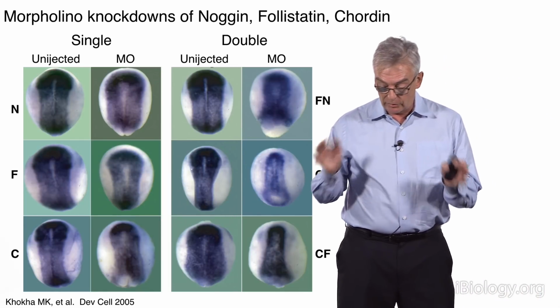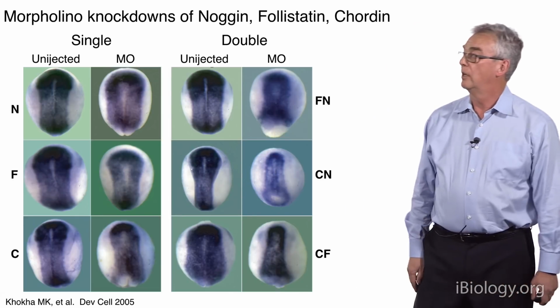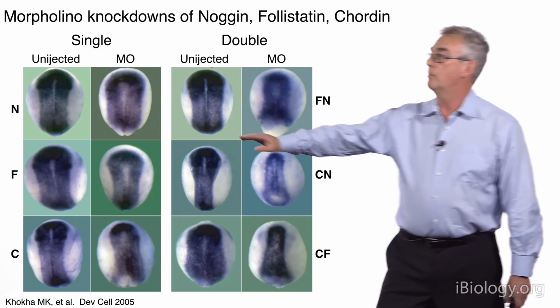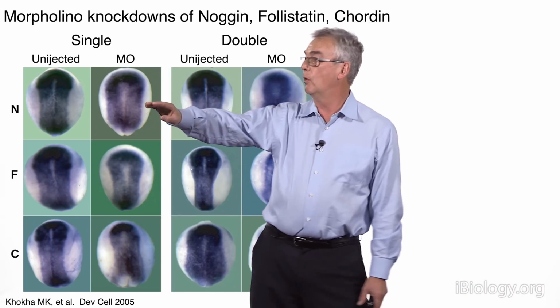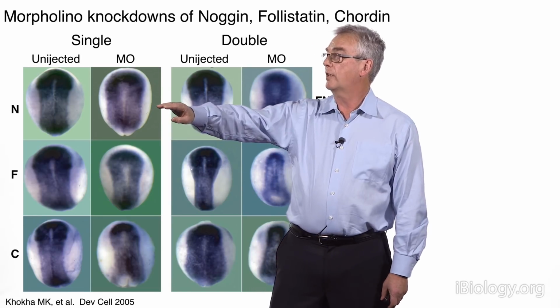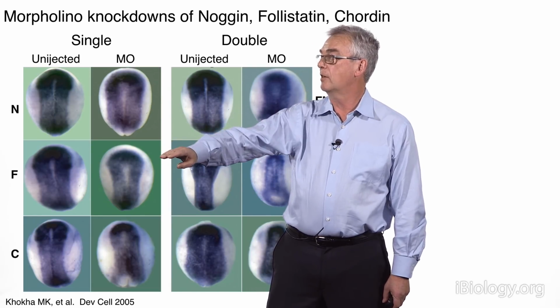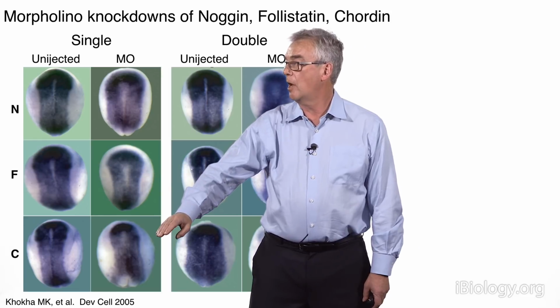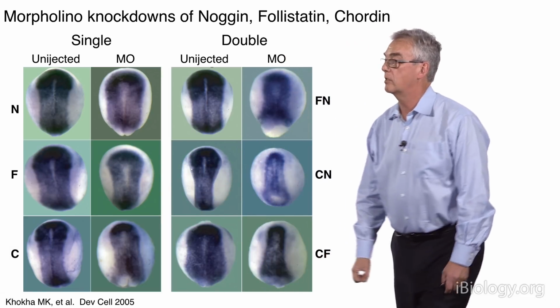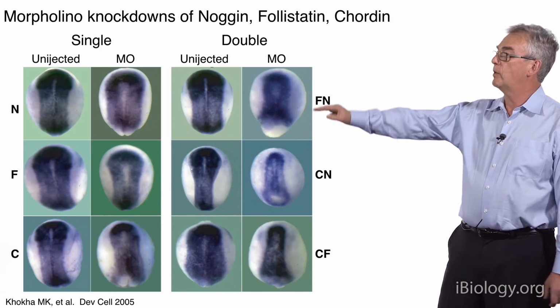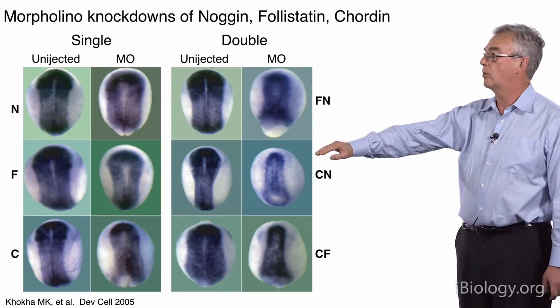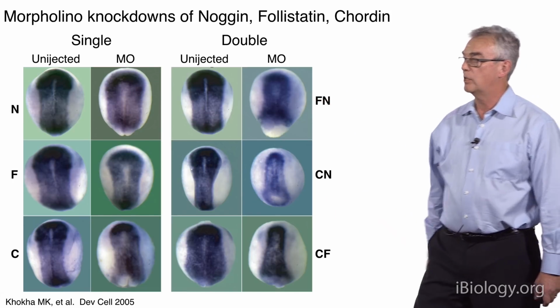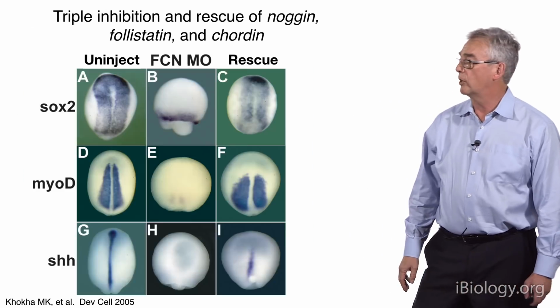So we're going to do single, double, and triple knockdowns. And the results are pretty simple when comparing the uninjected to the Morpholino injected. When we knock down noggin, we see essentially no effect, with follistatin also no effect, and some mild effect, as reported by de Robertis' group, for chordin. But when we knock down two, chordin and follistatin, we see a more extreme effect. There's a smaller neural plate.